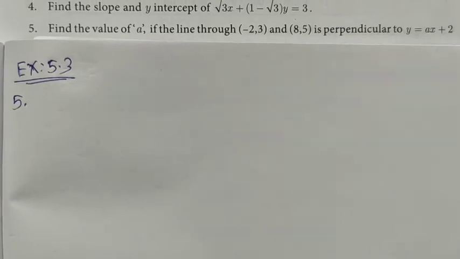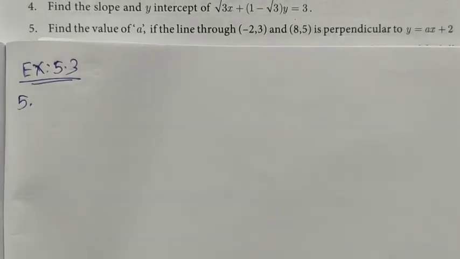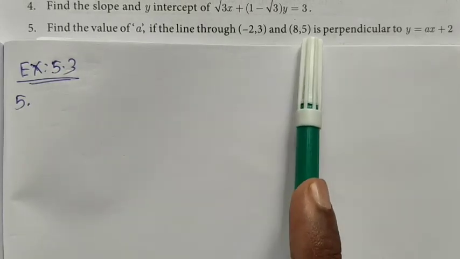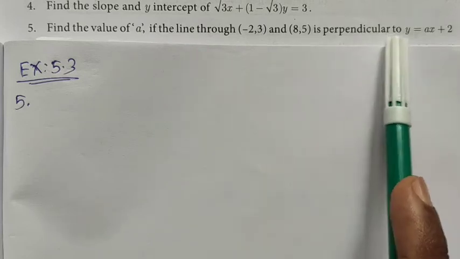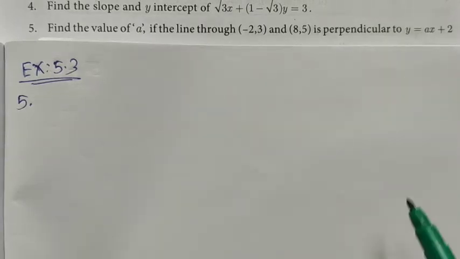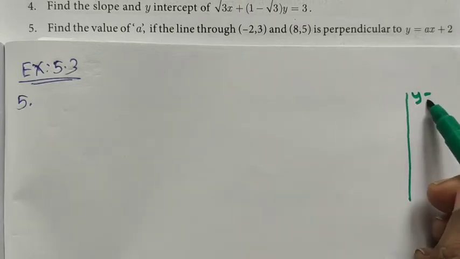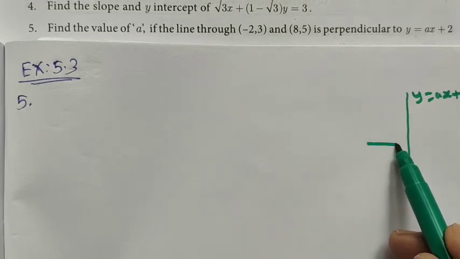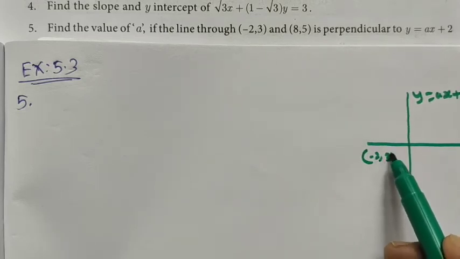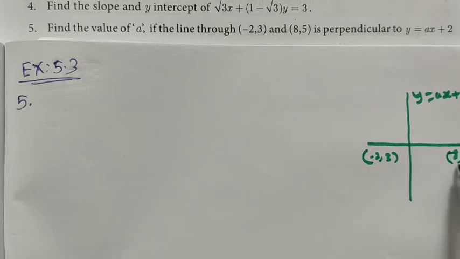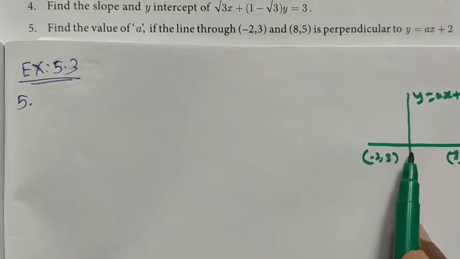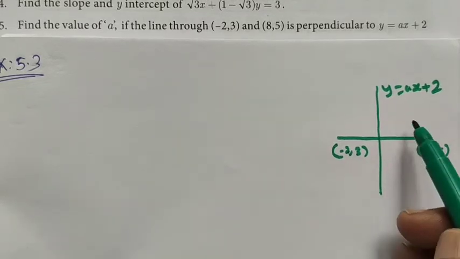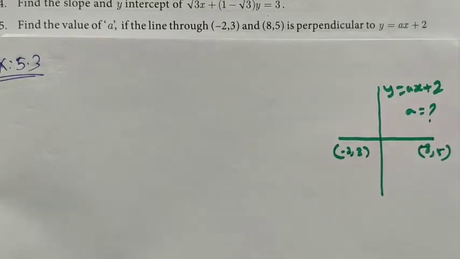Students, next we see exercise number 5.3, question number 5. Find the value of a if the line through (-2, 3) and (8, 5) is perpendicular to y = ax + 2. The line through these two points is perpendicular to this line. That is the given condition. So we want to find the value of a. That is our question, right?